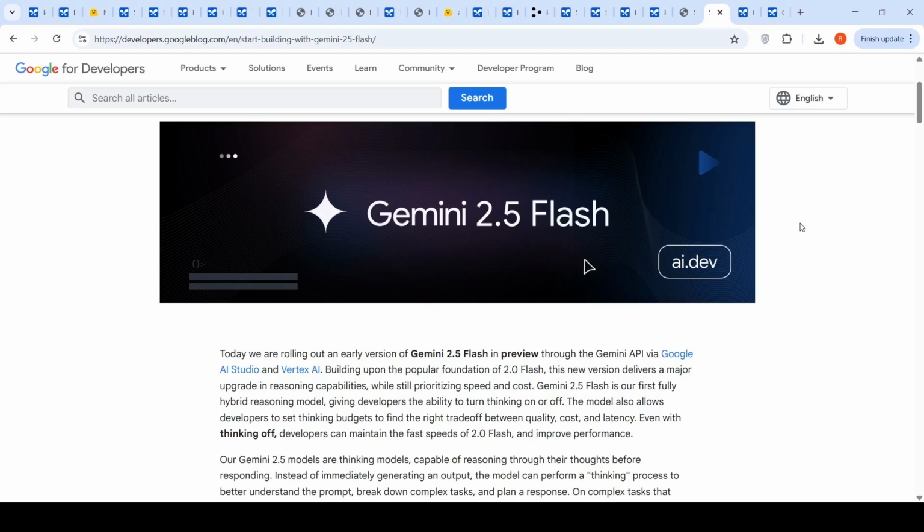Google has released Gemini 2.5 Flash in preview. It is their first fully hybrid reasoning model, giving developers the ability to turn thinking on or off. There is also a thinking budget, which you can set to find the right trade-off between quality, cost, and latency.